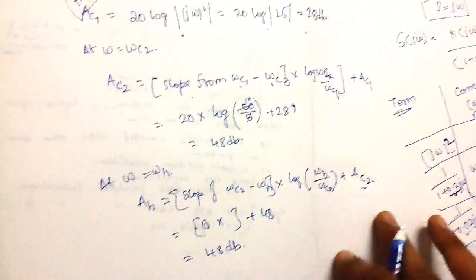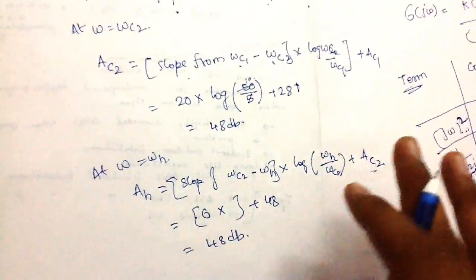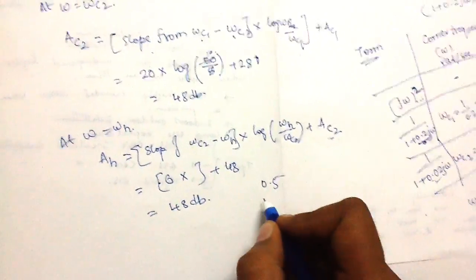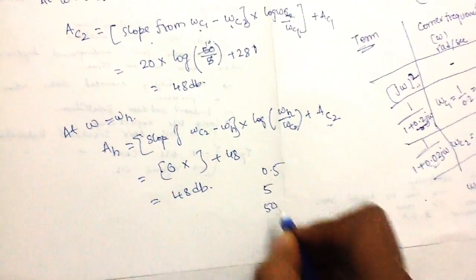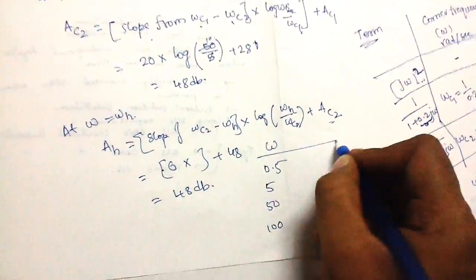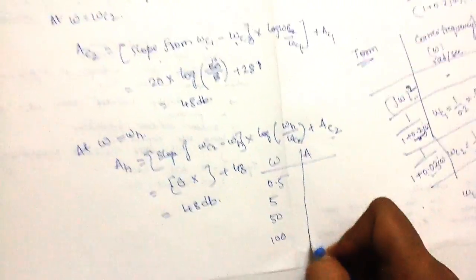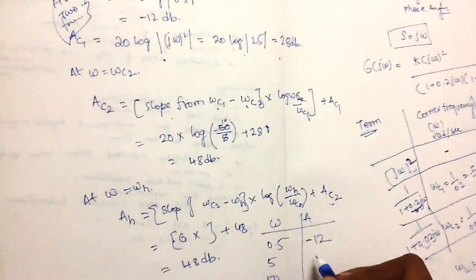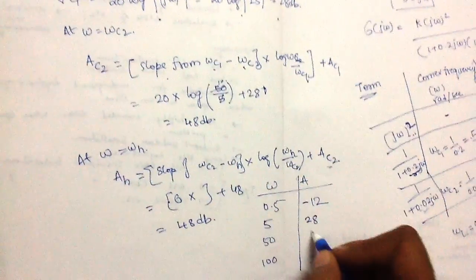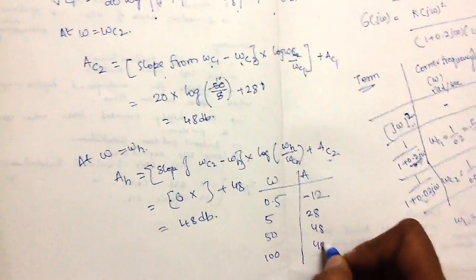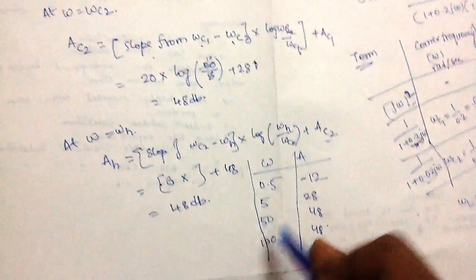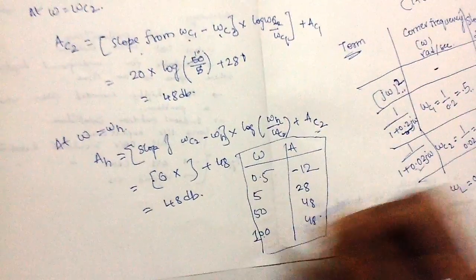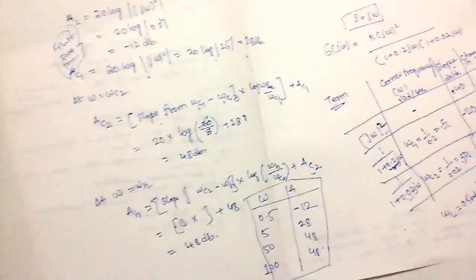So now you have everything you need to plot the magnitude plot of the Bode plot. So at different corner frequencies, 0.5, 5, 50 and 100, you have the omega value and your magnitude value. At 0.5 you have the magnitude as minus 12, at 5 it is 28, and at 50 and 100 it is 48. So by these values we can plot the magnitude plot of the Bode plot. Now we need to find out the phase angle plot of the Bode plot.